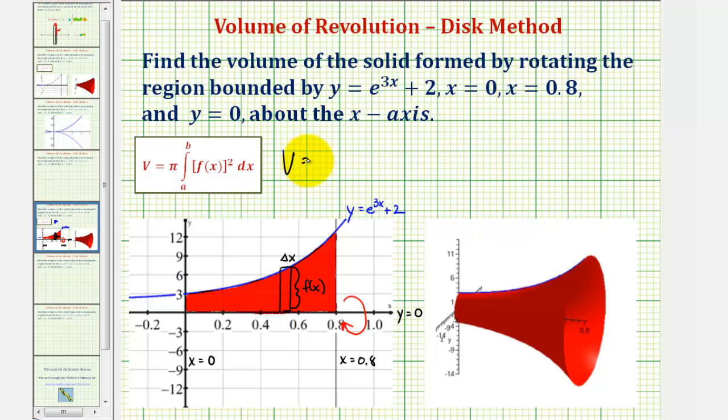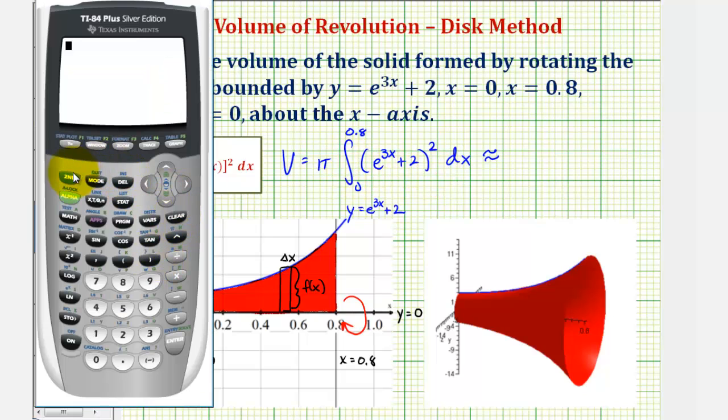We're going to have the volume is equal to pi times the integral of f of x squared, which is going to be the quantity e to the power of 3x plus 2 squared, integrated with respect to x from 0 to 0.8. So what we'll do now is find the value of this definite integral using technology, and then I'll show how to work this out by hand.